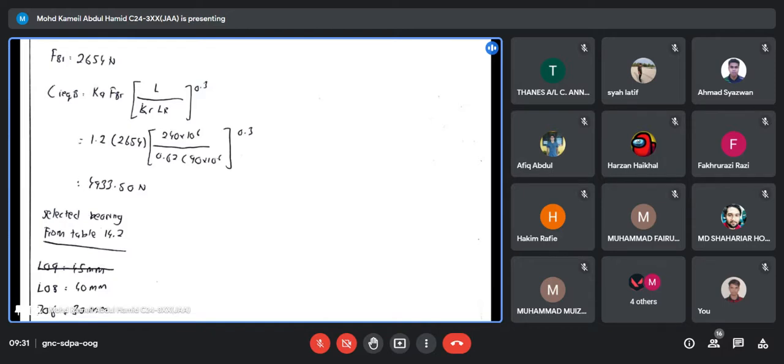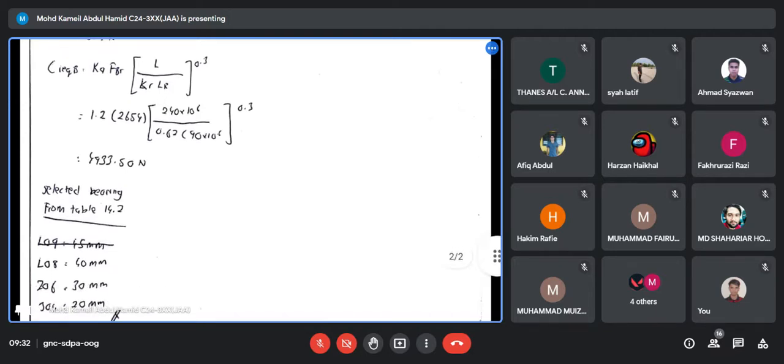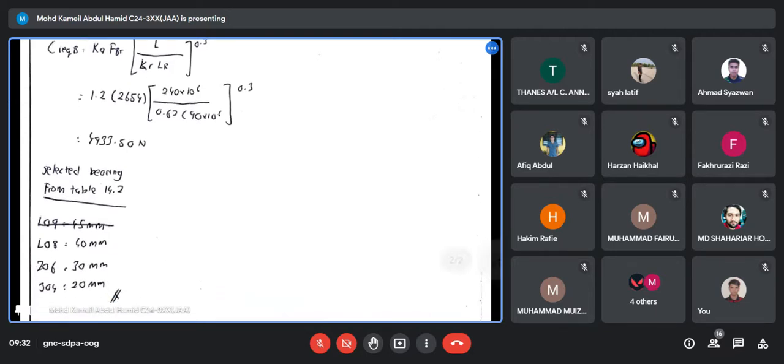Roller bearing ni betul 4933.6 Newton, 4933.5 Newton. Selected bearing LO8 betul, 206. Orang dapat 206 TO4. TO4 betul, 205, 206 tu. Jangan terlebih pula. Okay, so please be careful. Should be 205. Jazuannya.